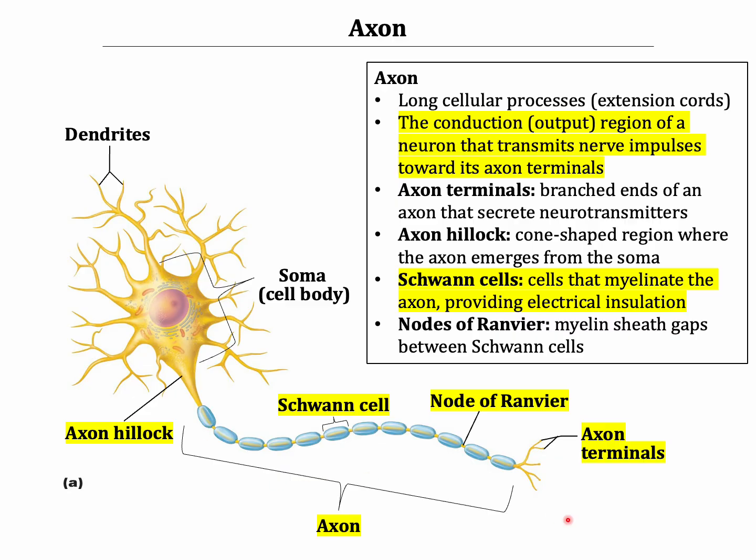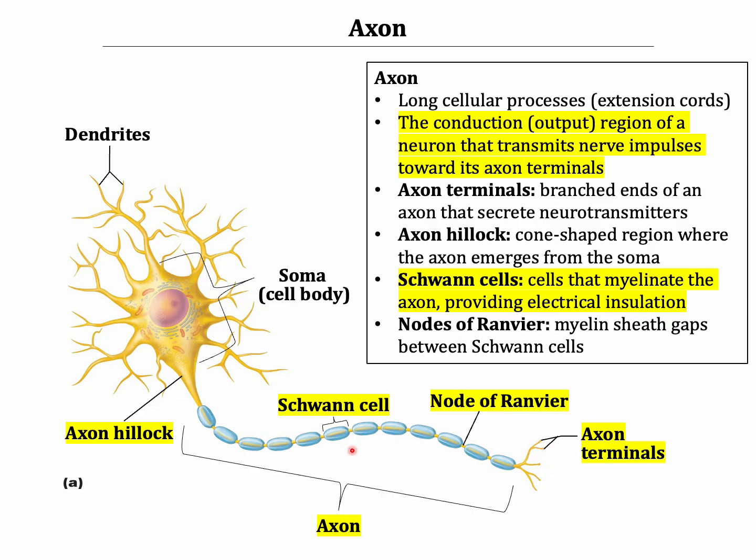The axon is the output region of a neuron, transmitting nerve impulses toward its axon terminals. The axon is much longer than the dendrites, usually just one axon, a little bit more specialized as well. So we can identify an axon hillock, kind of this cone-shaped region where it's transitioning from the soma to the axon. As we saw here at the end, it branches and forms these bulbous swellings or axon terminals.